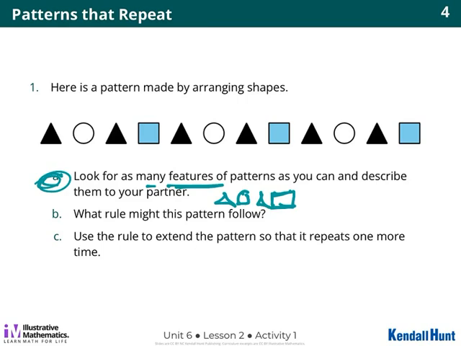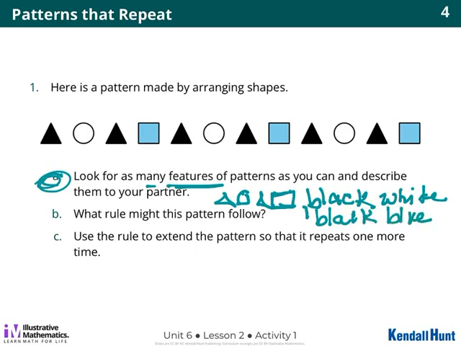Okay, by shapes, how else or what other features? Vivian. Color, black, white, black, blue. Yeah. What else? Rick. That the triangle, circle, triangle, square goes on for 3 times. Okay, it does go on for 3 times. So we have 3 rounds of this pattern.